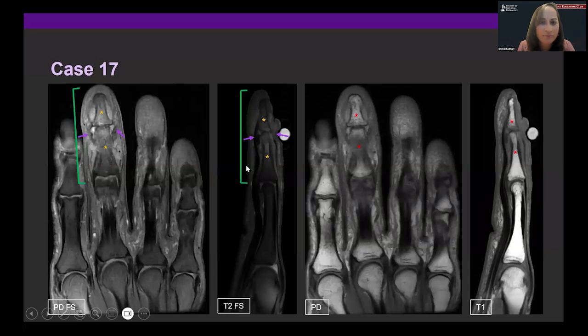On our T2 fat sat image, we see a similar appearance as a proton density weighted sequence, and then on our T1 weighted sequence and proton density weighted sequence, we can see T1 hypointense signal, again along the margins of that distal interphalangeal joint.